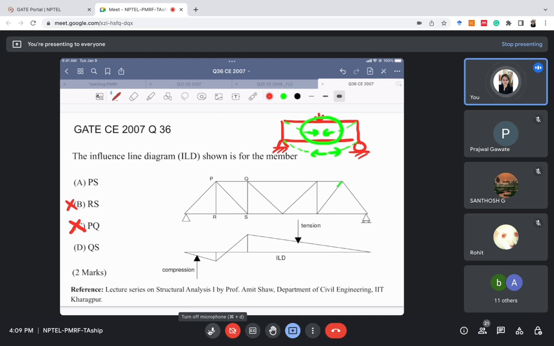So before starting the problem, just look at the options first. If you can rule out some wrong options, then you will require less time to solve the problem. So we have ruled out option B and option C. Now, for proceeding further, we have to do some calculations here. Now let's check for member PS first.